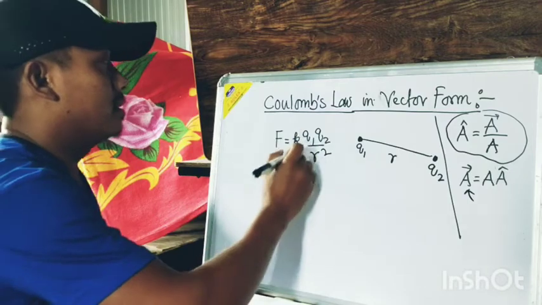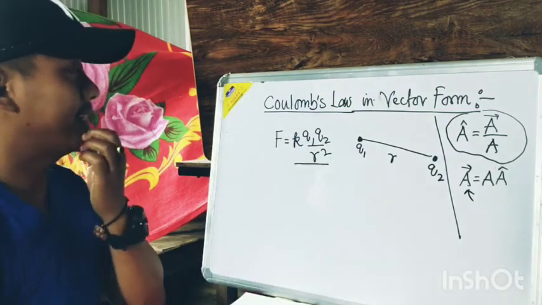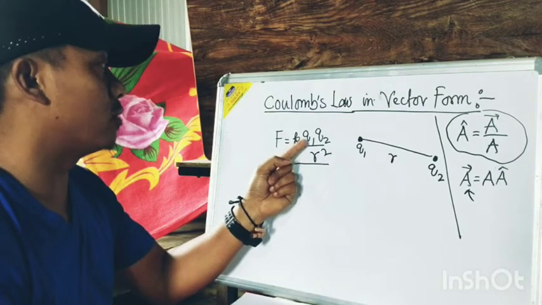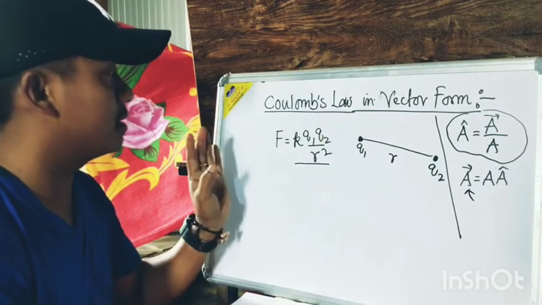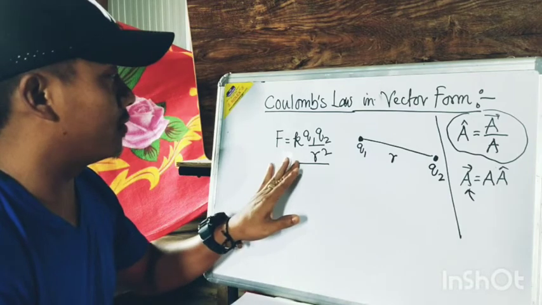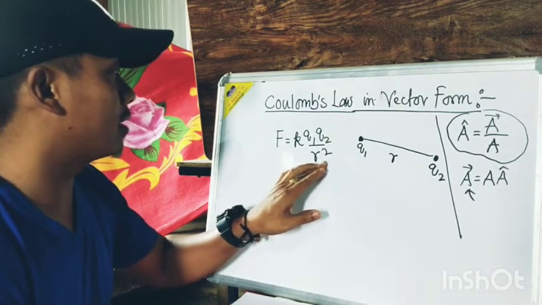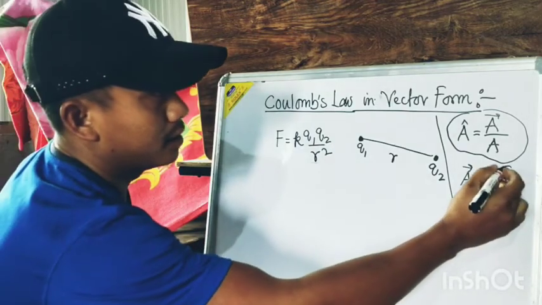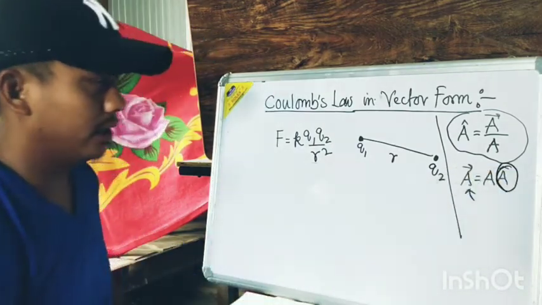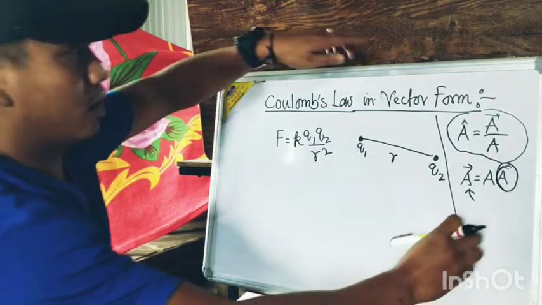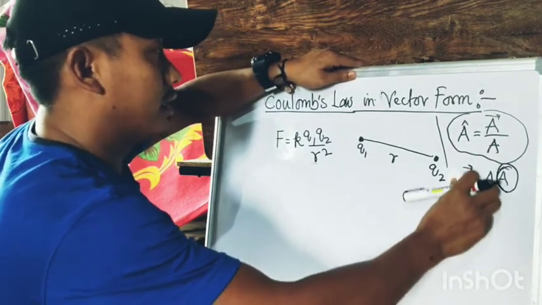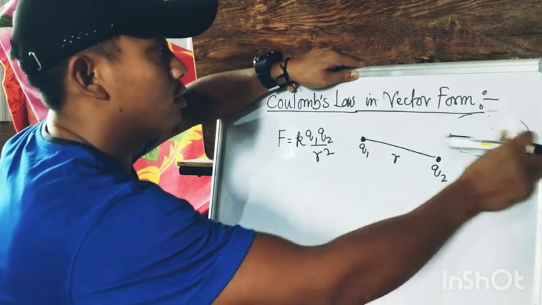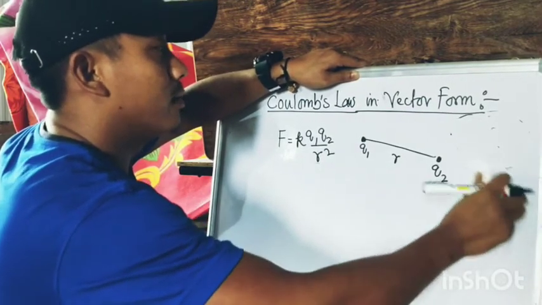Similarly, this quantity is a scalar quantity. K is scalar, Q1, Q2 scalar, distance also scalar. So R square will be obviously scalar. So when you want to convert this scalar into vector, like what you have done here, you should multiply it by a unit vector. Let us see how we convert this quantity on the right side of the equation in Coulomb's law, in vector form.